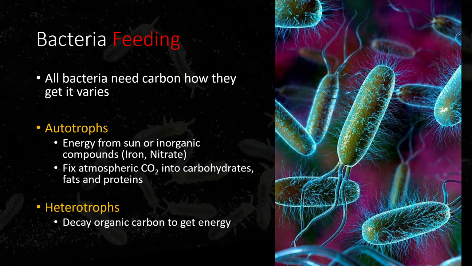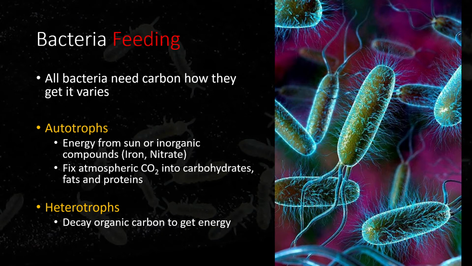So bacteria have different ways of feeding. We typically group them into autotrophs and heterotrophs. All bacteria are trying to get carbon in some way. Autotrophs are getting that carbon from the atmosphere, just like trees. So they're getting their energy from the sun, or sometimes they can get it right from inorganic compounds. So they can get that energy by breaking apart things like iron. And they make their own carbon by fixing it from the CO2 in the atmosphere.